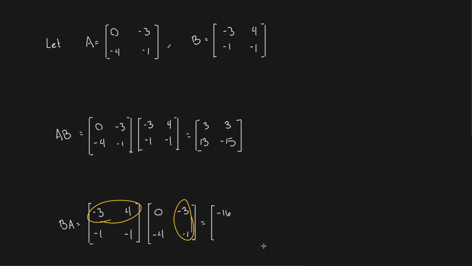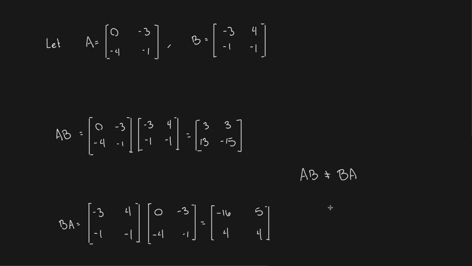First row by second column, I get 9 minus 4, that's 5. Second row, first column, I get 4. Second row, second column, I get 3 plus 1, that's 4. So in this case, AB and BA are both defined. We can find what the matrix product is, but they are not equal.